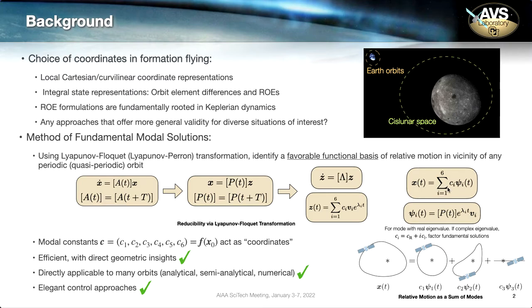And the weights on these motions are our modal constants, and these act as our stationary coordinates, fulfilling the same role as orbit element differences. This approach has many benefits. First, it's computationally efficient with direct geometric insights. It's also directly applicable to many orbits. And lastly, it enables elegant control approaches.